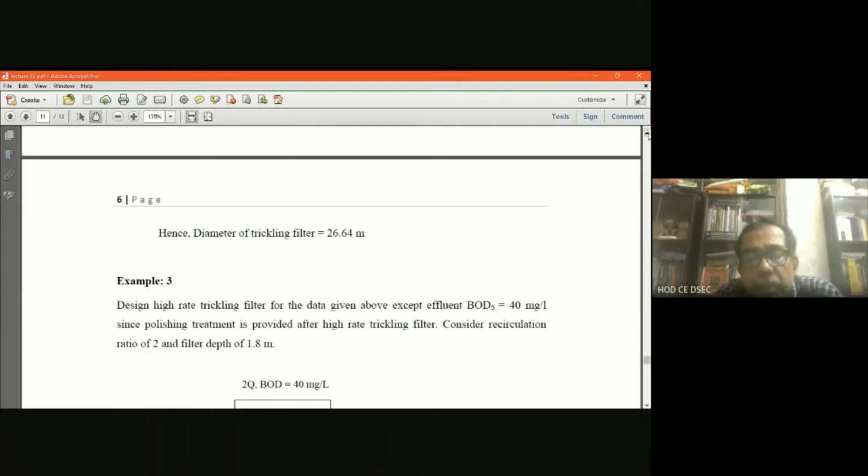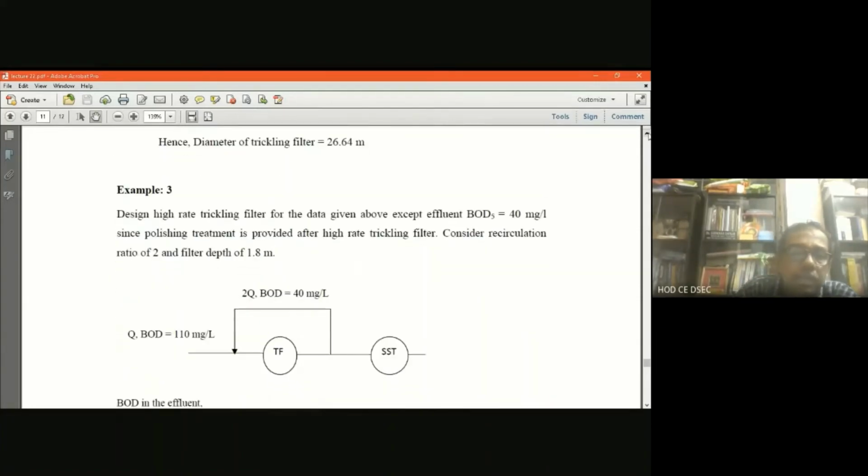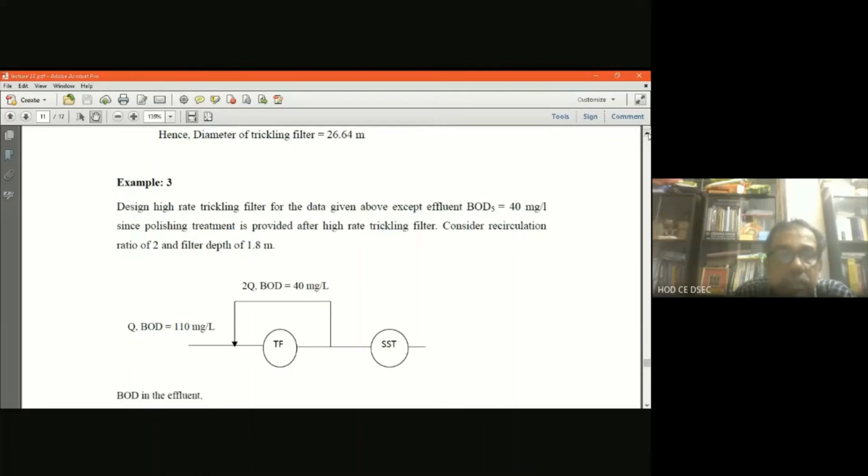We can take the same data, but the effluent BOD is 50 milligram per liter instead of 20 milligram per liter. It is given in the question, and the other data will be the same as the previous one. The recirculation ratio here is 2, and the filter depth is 1.8 meter, because it is a problem of the high rate trickling filter. You see the recirculation is shown in the schematic diagram.